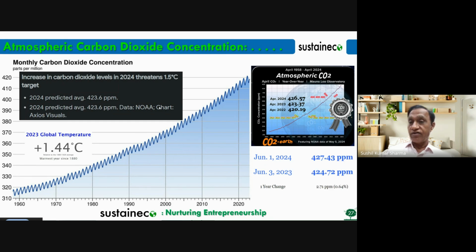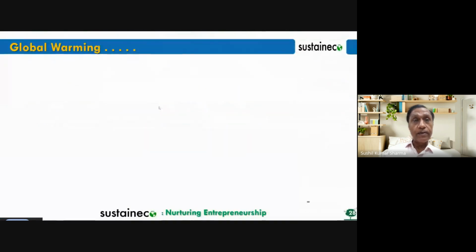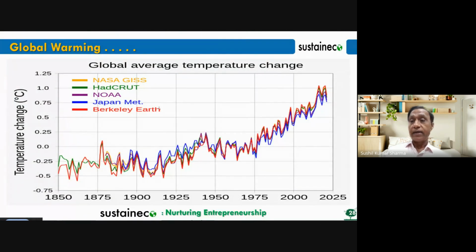Herein, these are the latest values. On June 1st, 2024, that is 3 days before, concentration was 427.43 ppm. June 3rd, 2023, value was 424.72 ppm. So in a year, change is 0.64%, that is 2.71 ppm. So it is a considerable change. As a result, global warming is intensifying.